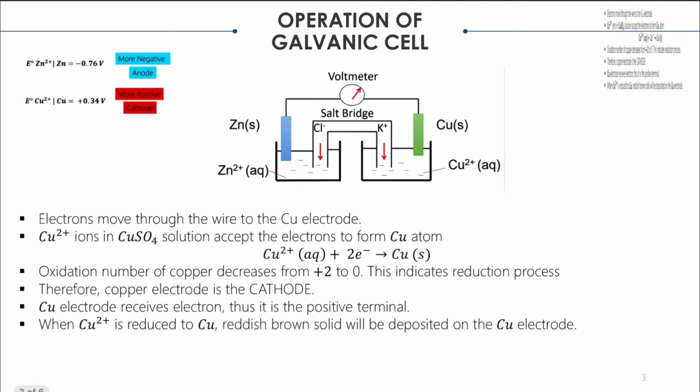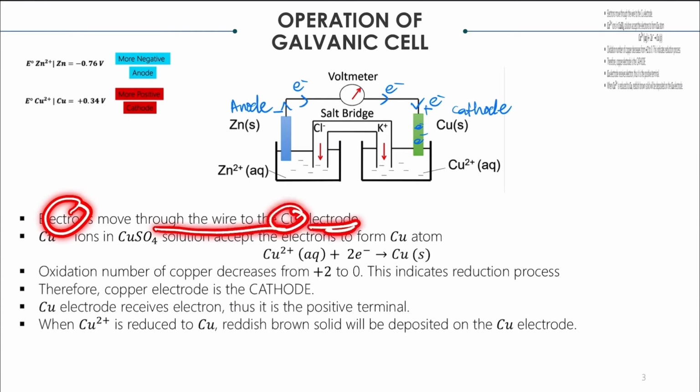So next, let's take a look at what will happen at the second half cell. We know that the electrons will move through the wire to the copper electrode. Next, the copper ions in CuSO4 solution will accept the electrons to form copper atoms. The reaction is based on this equation.